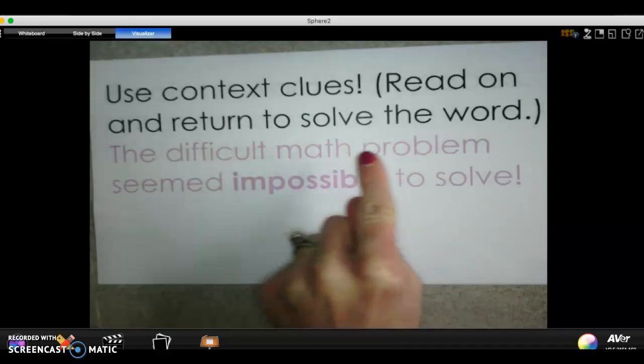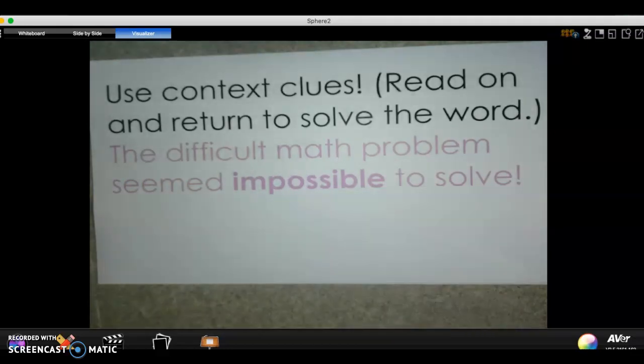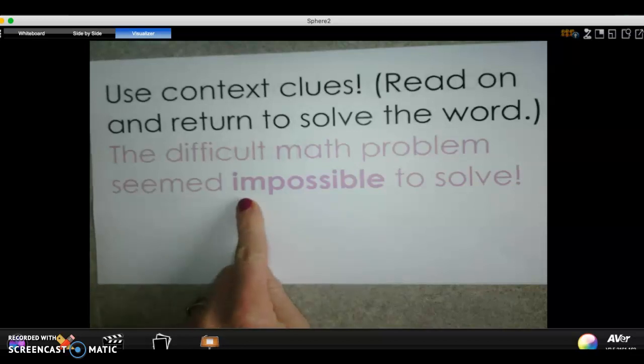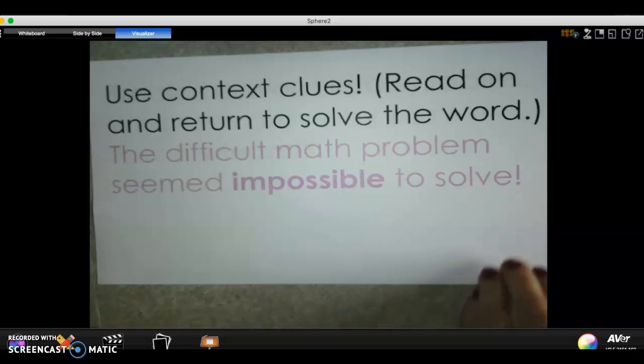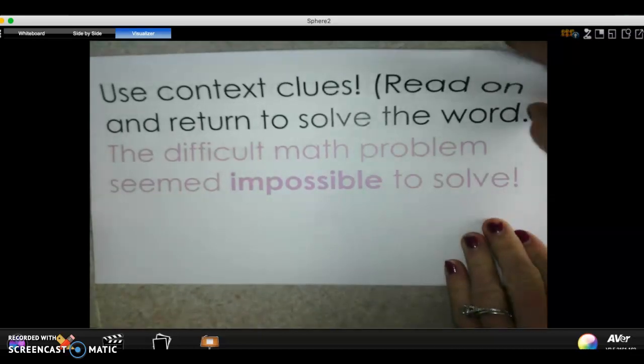The difficult math problem seemed blank to solve. Okay, here are some clues I know. It's a math problem. It's difficult. When I have a problem that is difficult, how do I feel about solving it? Impossible to solve. Okay, thanks for that clue word, difficult and problem.